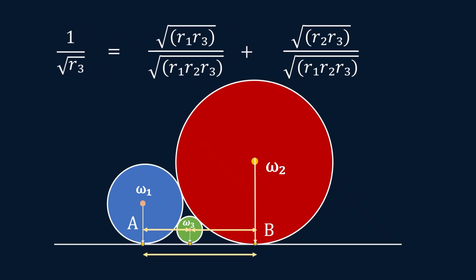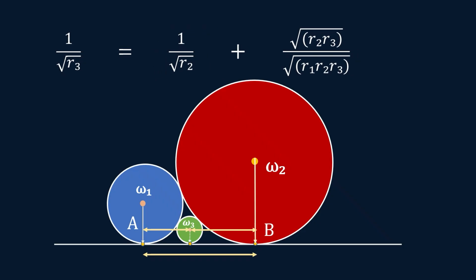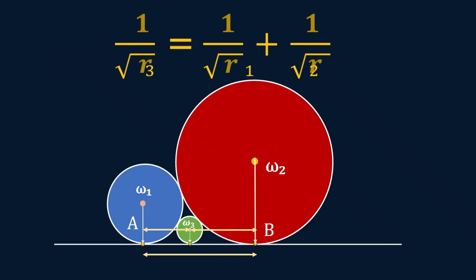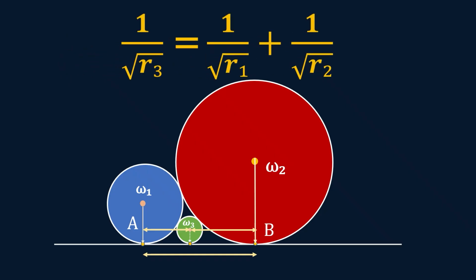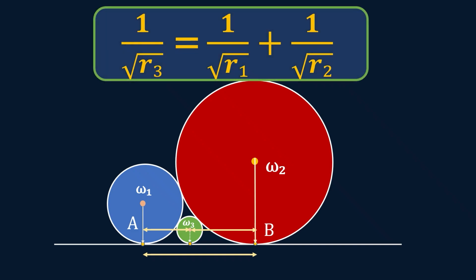The left side becomes 1 over square root R3. The first term on the right becomes 1 over square root R2. The second term becomes 1 over square root R1. Rearranging yields the elegant relation 1 over square root R3 equals 1 over square root R1 plus 1 over square root R2. Thus, we obtain the required formula.